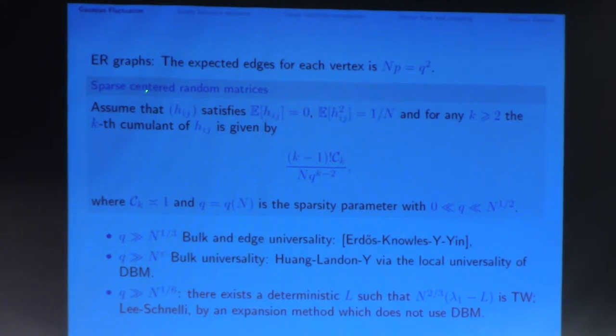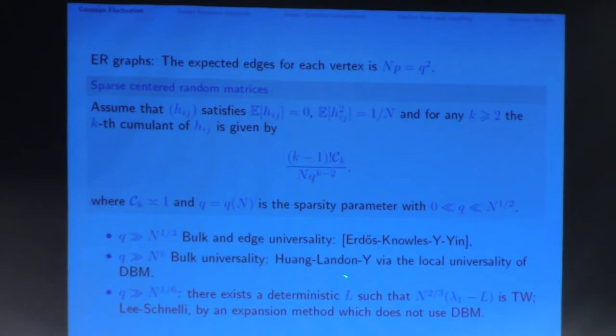Then if you look at the sparse random matrix, here we use a centered one, but you can also remove the centering condition. The mean is zero and the variance is 1 over n. By the way, the variance 1 over n is a convention we always follow, which is different from Terry's talk, where the variance is 1. Now you look at higher moments. The higher moments do not decay like 1 over square root of n; they decay like 1 over q to the k minus 2. So the higher moment decay is slower. You can choose q to be as big as the square root of n, and then it becomes the Bernoulli random matrix. But when q is very small, it is a very sparse random matrix.